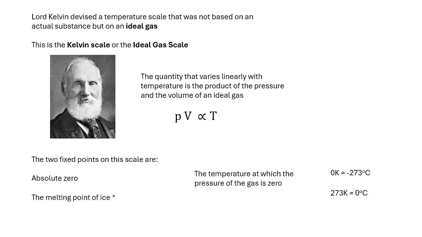But then the two fixed points are absolute zero, which is the temperature at which the pressure of a gas is zero, which is 0 Kelvin, capital K Kelvin, which is minus 273 degrees centigrade. It's actually 0.15, but don't worry. And the melting point of ice, which is 273 Kelvin or 0 degrees centigrade. You don't need to know about the triple point, by the way. If you do chemistry, you'll know what the triple point is. Don't worry about it. I regret mentioning it now.